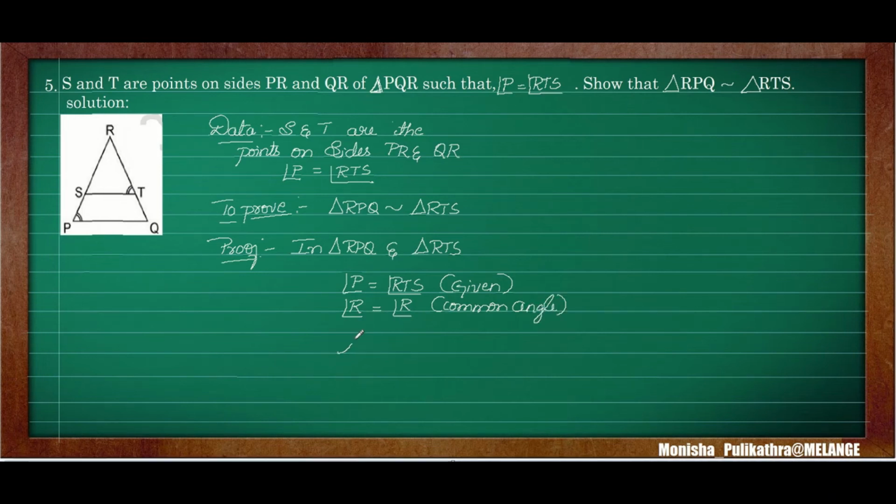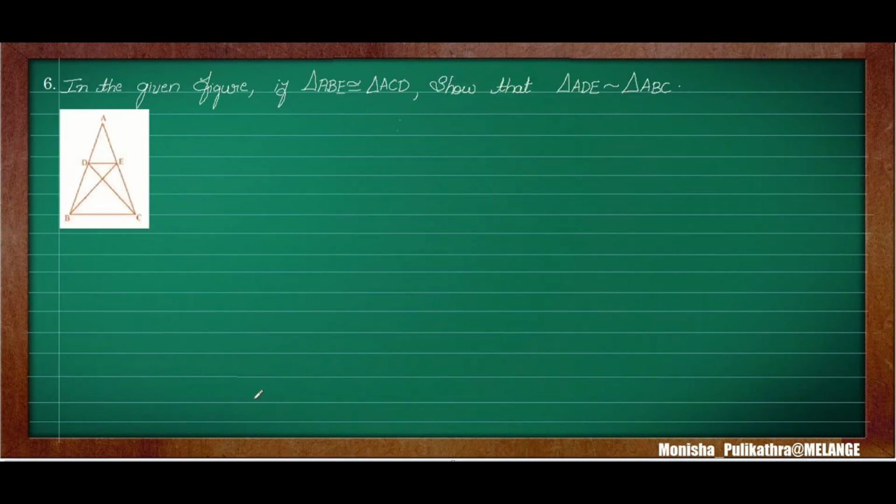There is a similarity criterion called AA similarity criterion. There are two types: one is AAA similarity criterion and the other is AA similarity criterion. So here, by AA similarity criterion, since in two triangles two angles are equal, those two triangles are similar. So triangle RPQ is similar to triangle RTS by AA similarity criterion. Hope you understood this. Moving on to the sixth question.